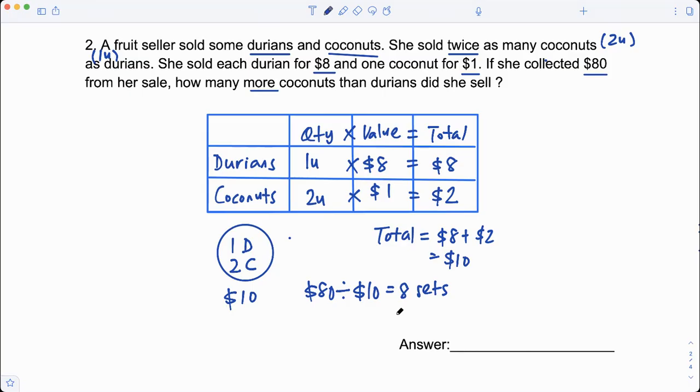The question asks, how many more coconuts than durians did she sell? So for every one set, we have one more coconut than durian. And there are 8 sets altogether. So the number of coconuts that she sold more than durians is 8 times 1, which is 8. The answer is 8 coconuts.